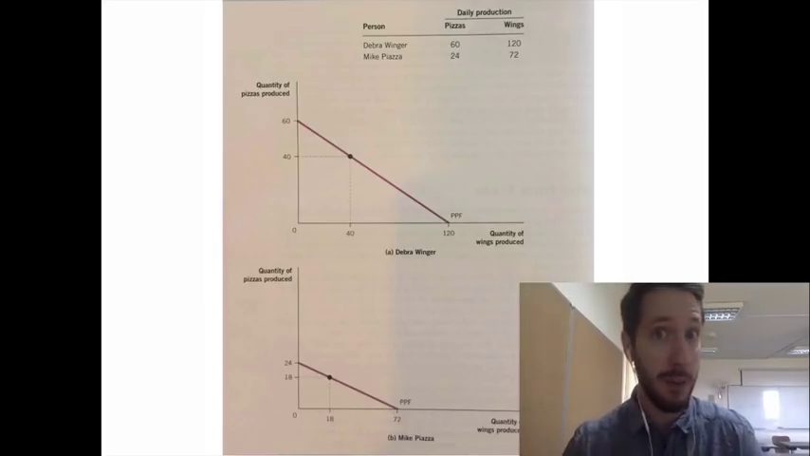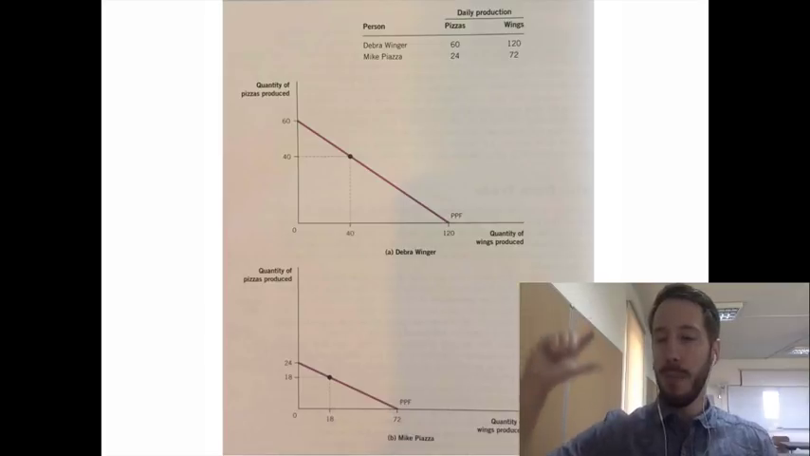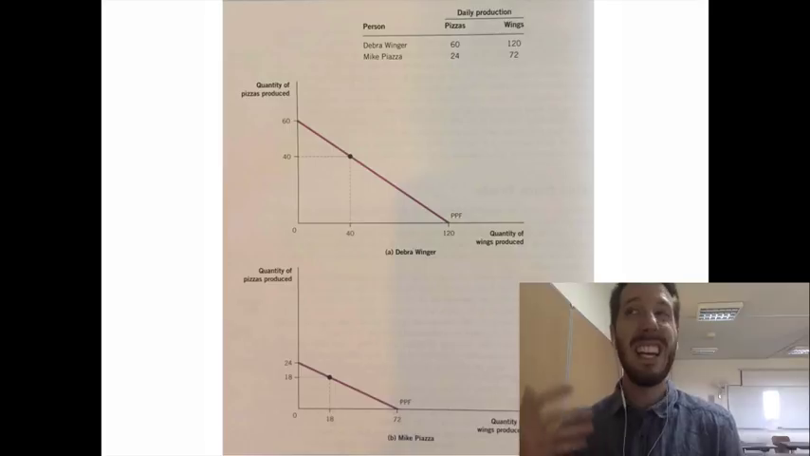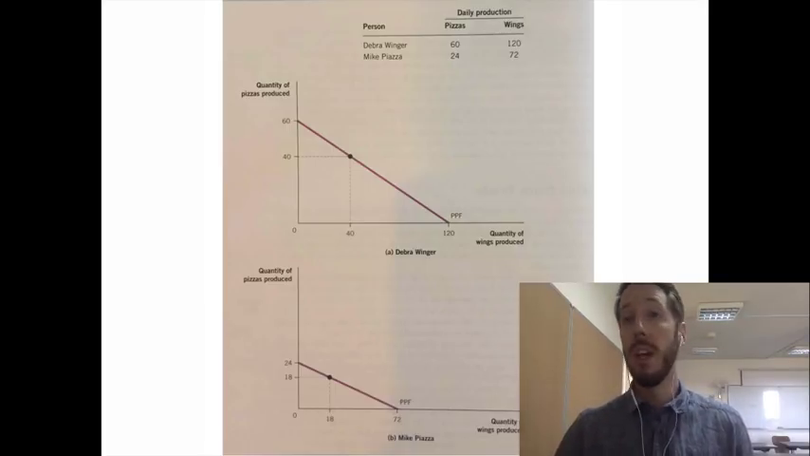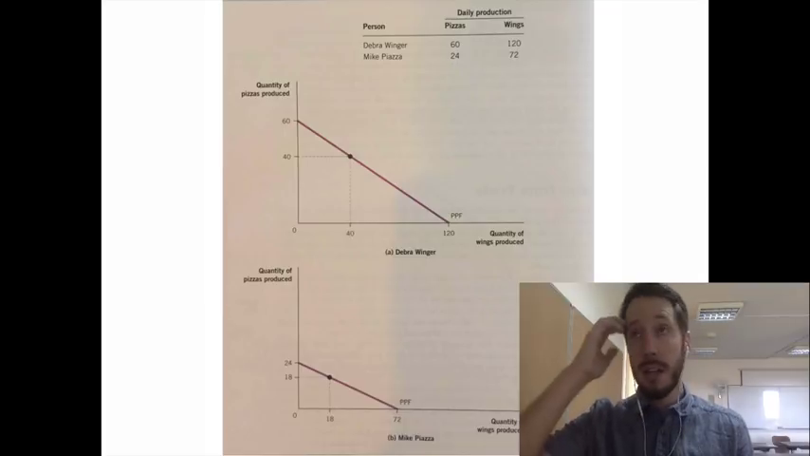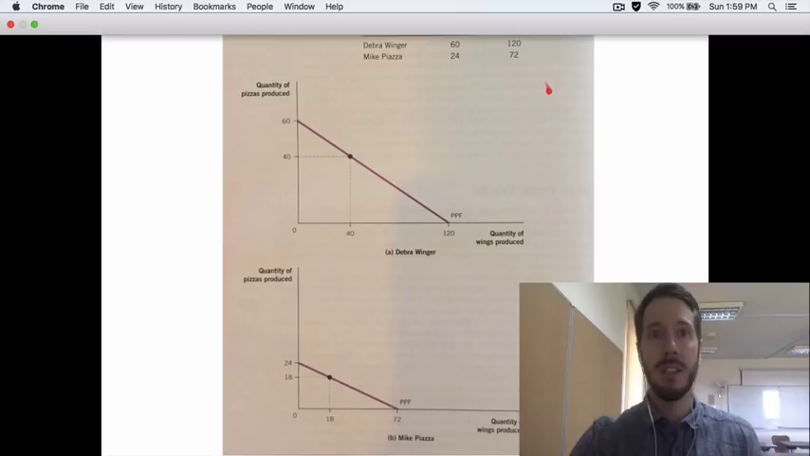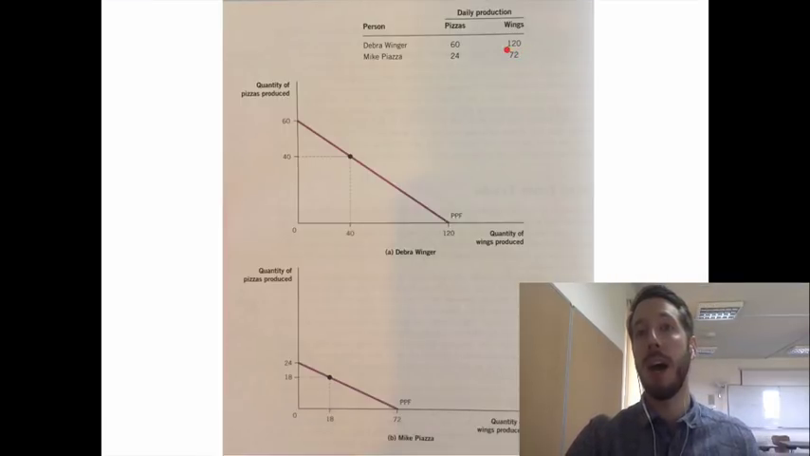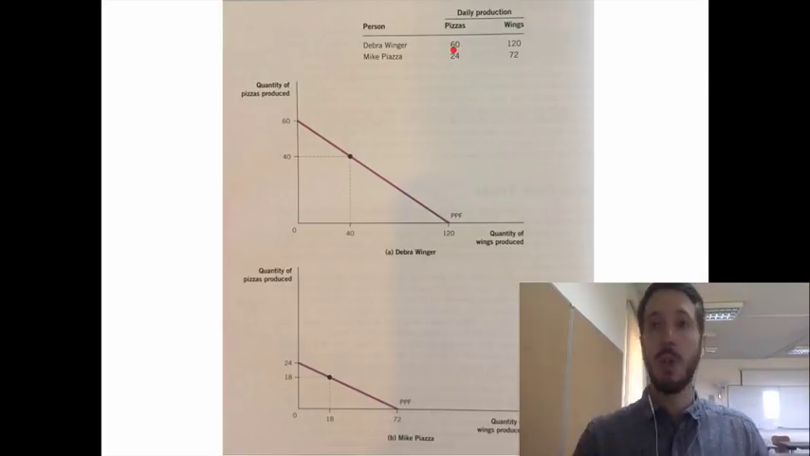There's your first mathematical formula. It's simple division: what are you giving up divided by what you're focusing on? So let's see who has the comparative advantage in pizzas. For Deborah, you'd have to ask, what is she giving up? She's giving up 120 wings. So you take 120 and divide it by what she's focusing on, pizzas, 60. So she has an opportunity cost of 2.